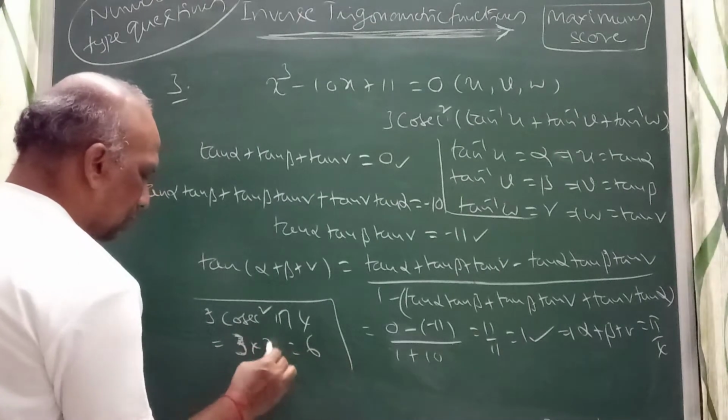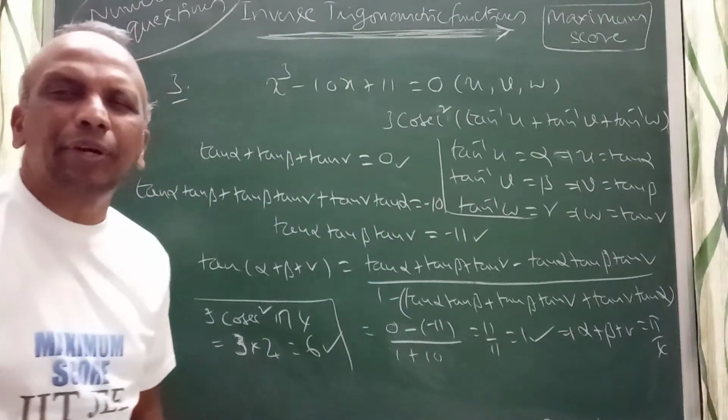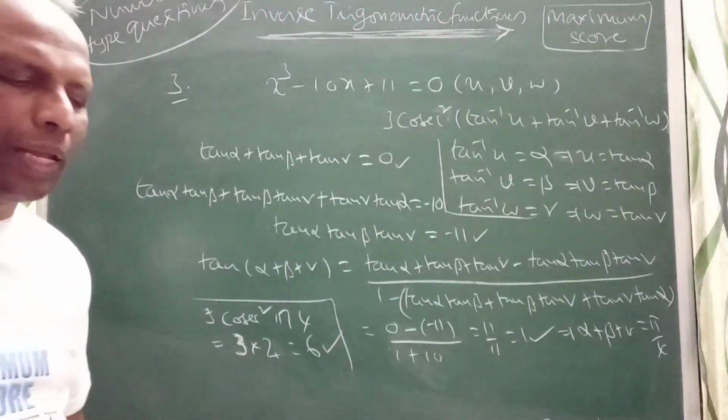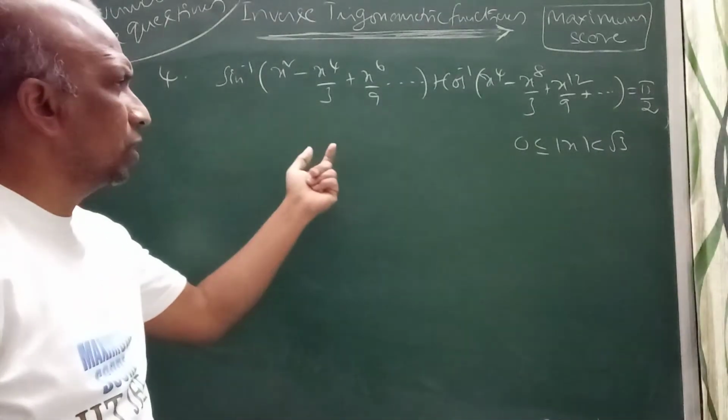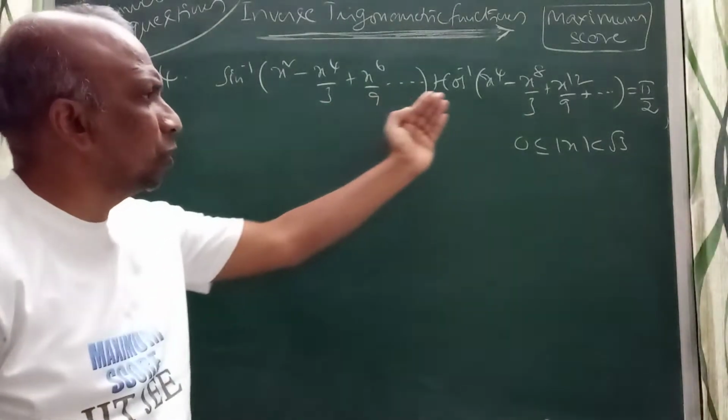Correct. The result is 6. That's the required answer, right? Now I will explain the next problem. Now they are asking the number of values of x for which this equation is satisfied.